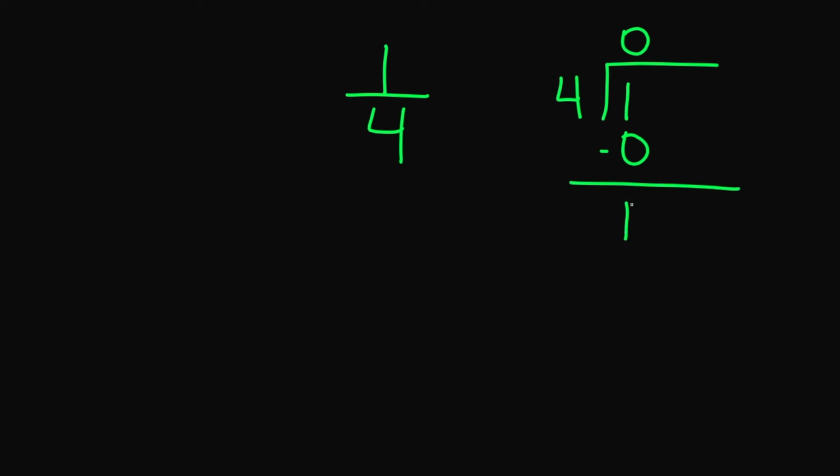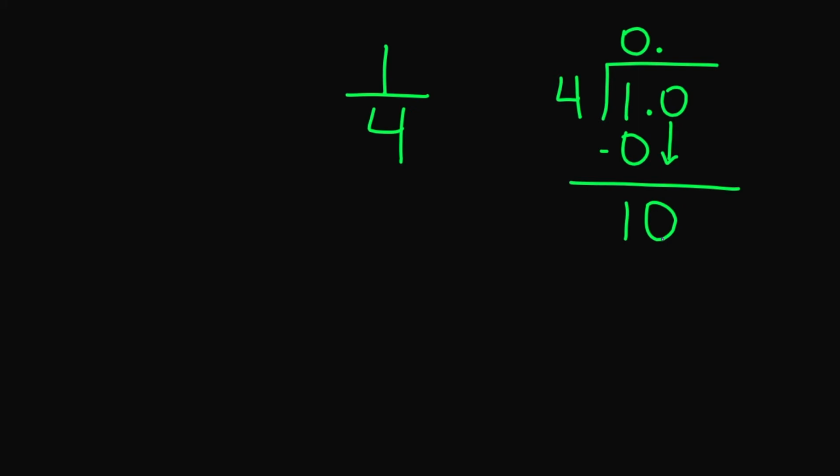Let's try 1/4. I'm going to write my 4 on the outside. 1 is on the inside. 4 goes into 1 0 times. 4 times 0 is 0. 1 minus 0 is going to equal 1. I'm going to add my decimal and a 0 and my decimal up here. I'm going to bring down this 0.